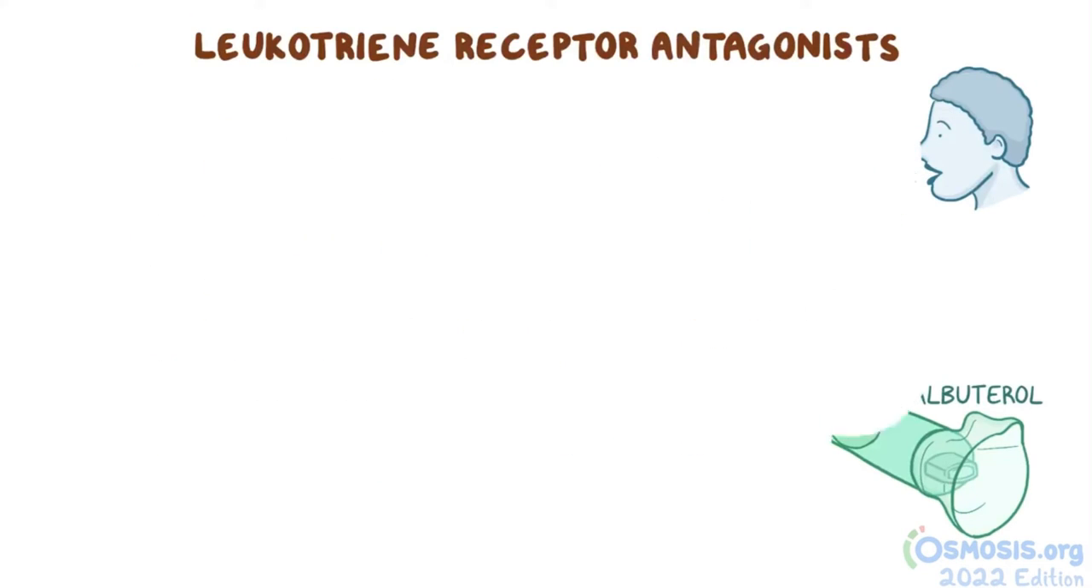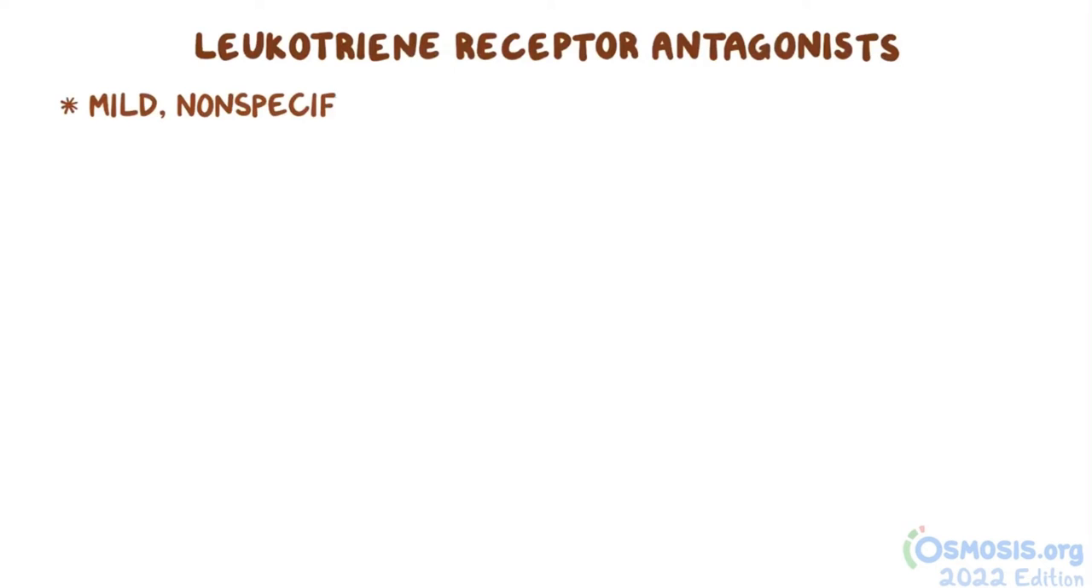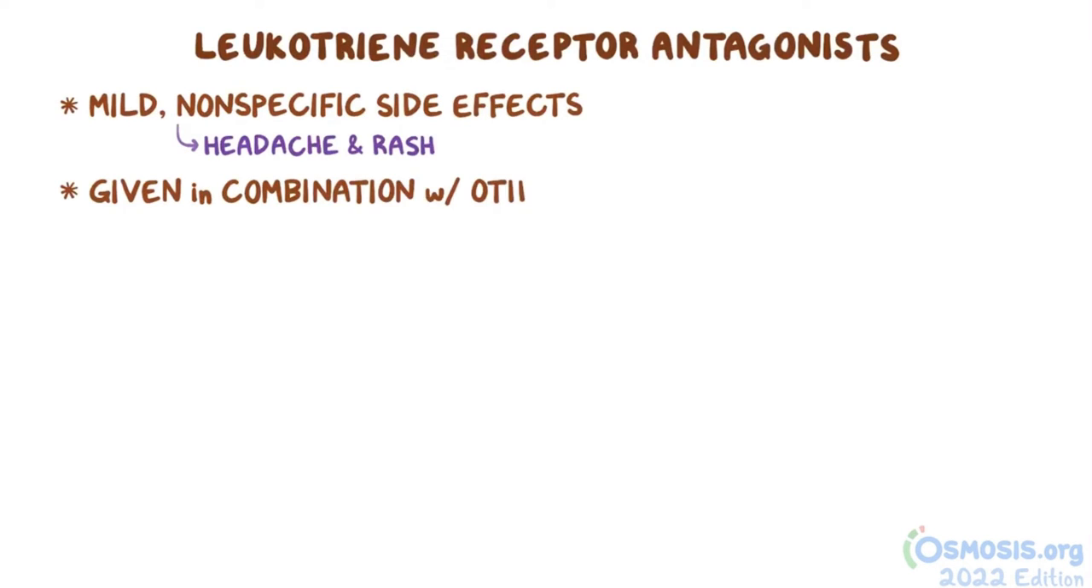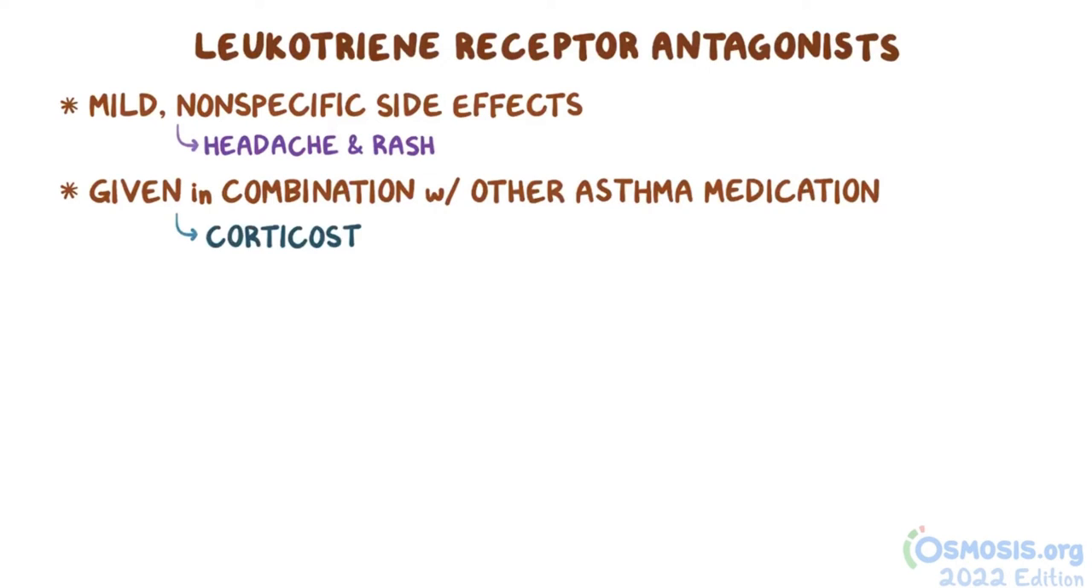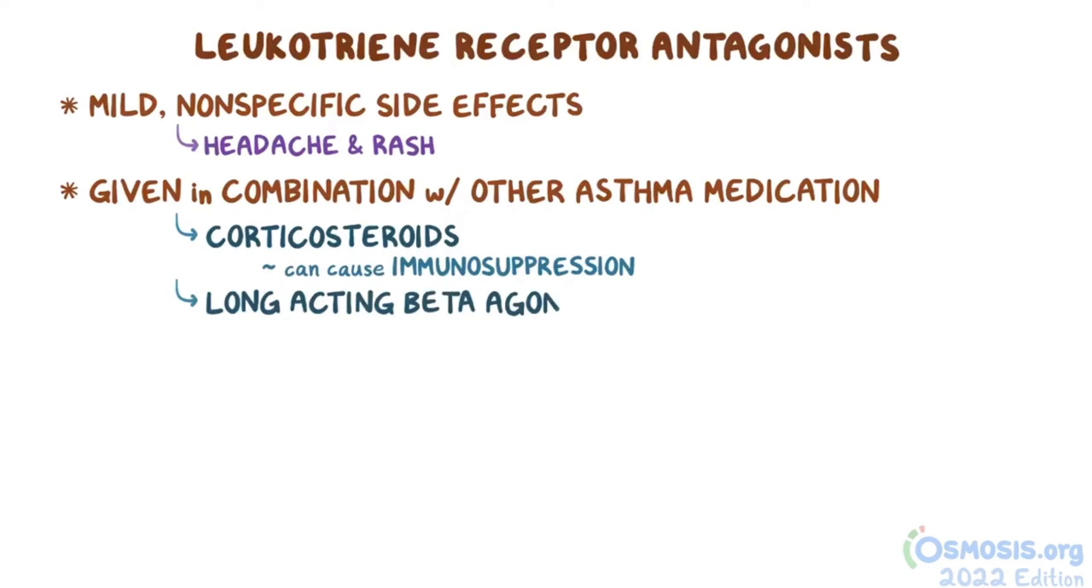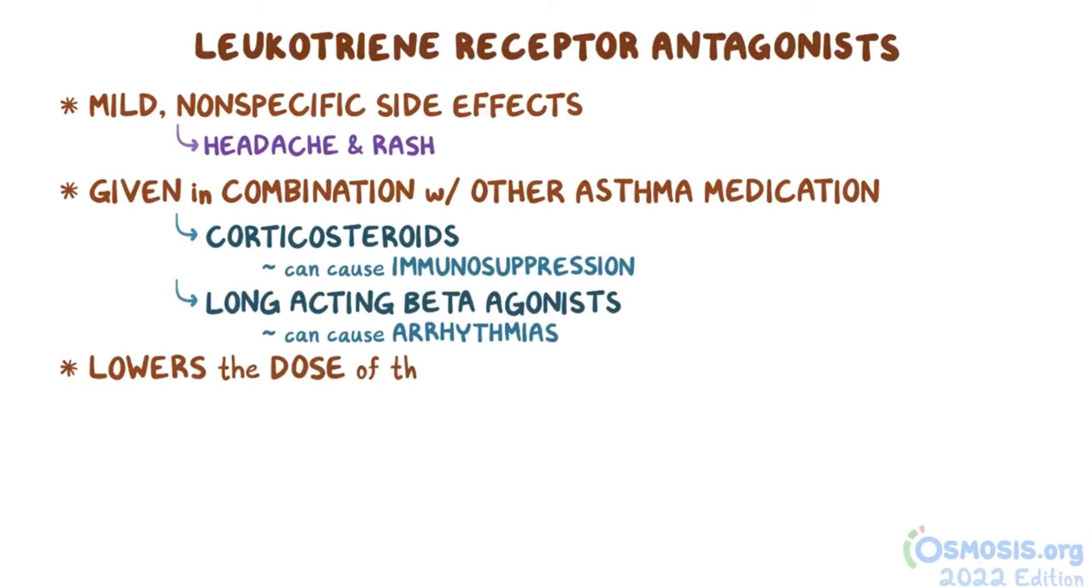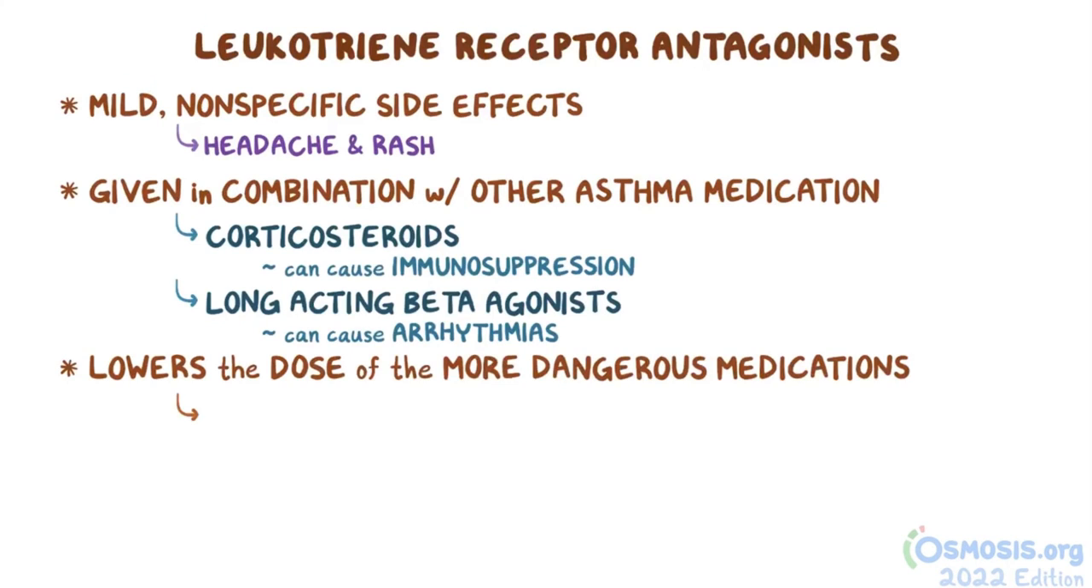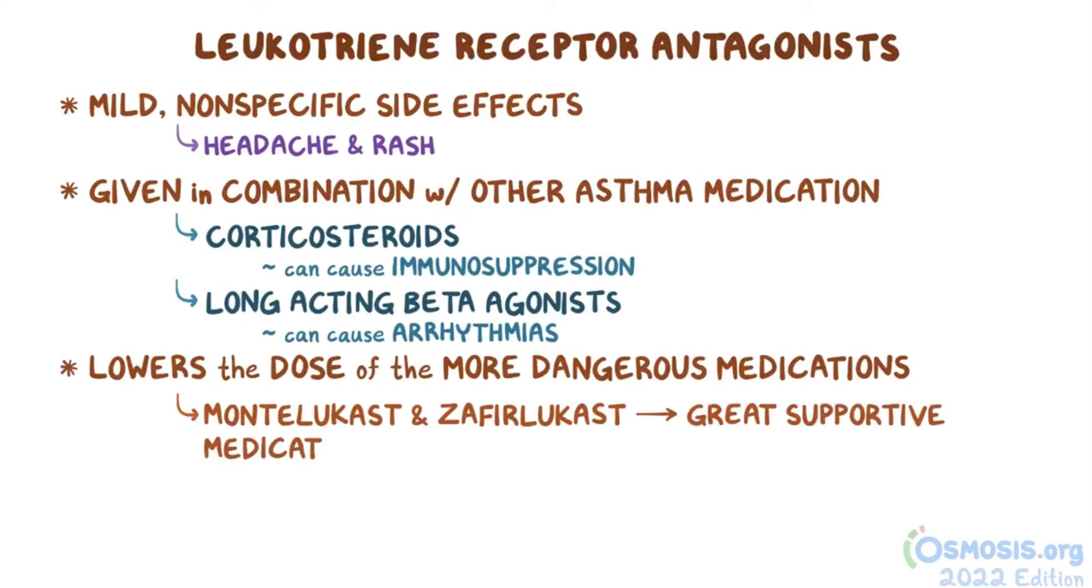Since leukotriene receptor antagonists have mild, nonspecific side effects like headache and rash, they're given in combination with other asthma medications like corticosteroids, which can cause immunosuppression, and long-acting beta agonists, which can cause arrhythmias. This will lower the necessary dose of these more dangerous medications, which makes montelukast and zafirlukast great supportive medications.